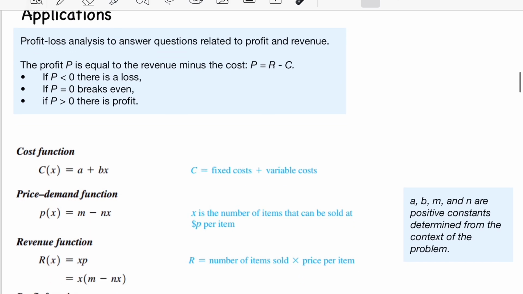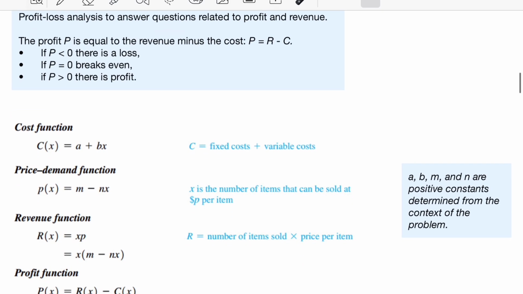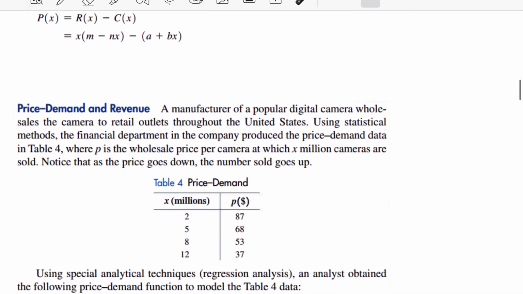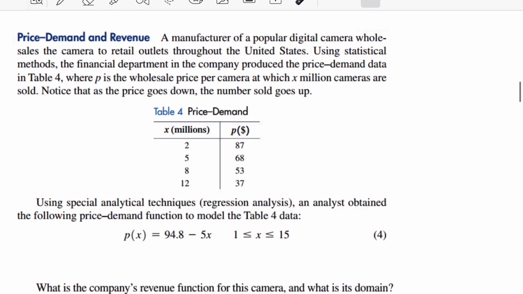Now, these are the 4 functions that we'll be working with. We have our cost function, our price demand function, our revenue function, and profit function. And so here is a little blurb on the side. We just have these positive constants here that will be determined from the context of the problem when looking at these functions. All right, so we'll look at an example here.